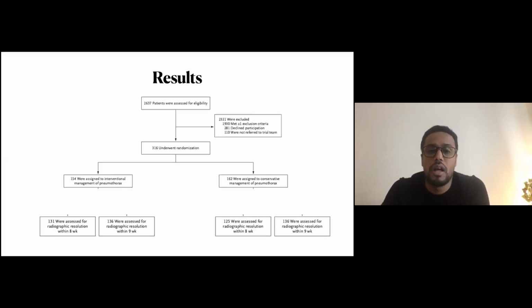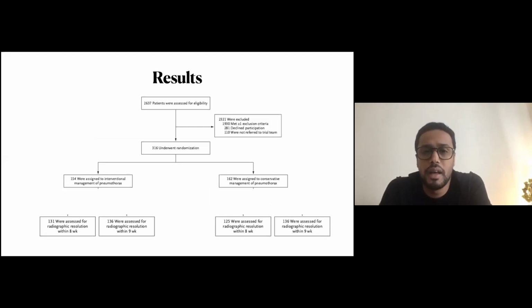Now, this was a multi-center study that was done in Australia and in New Zealand. They involved 38 hospitals with a mean age of participants of 26 and a pneumothorax average of 65% and more.